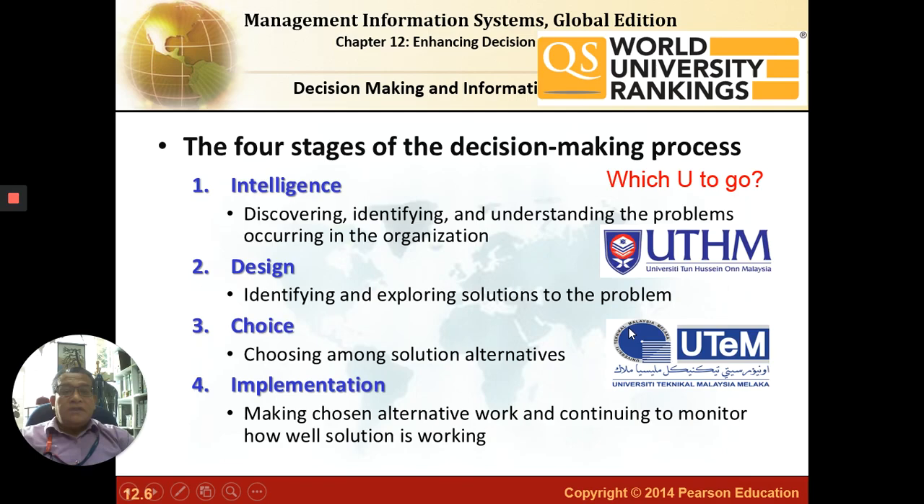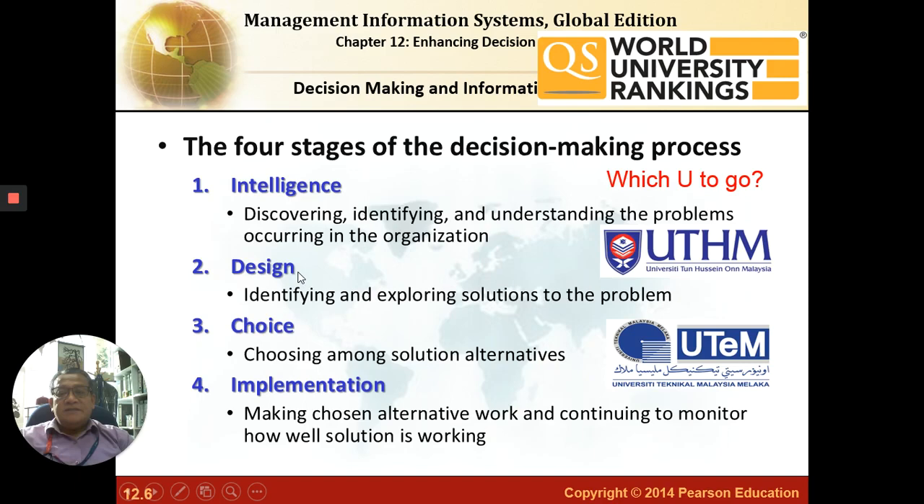And ultimately, you make the best choice. For example, UTHM, perhaps due to proximity to your hometown, or perhaps because a past family member had studied at UTHM. And then you fill up the UPU forms online, and you put UTHM as the first choice. That's how you implement the decision and put it into the application system.